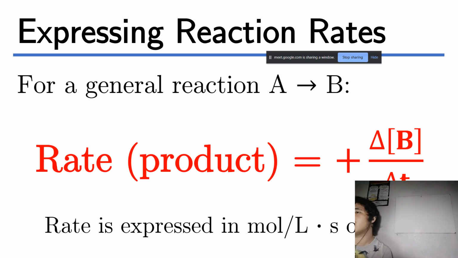Pero, sabi ko nga, rate naman can also be expressed in terms of product. Rate respect to product is delta concentration of B over delta T. Ito parating positive kasi, di ba, dumadami yung product kapag nagre-react. So, therefore, mas mataas parati yung ending concentration kaysa sa unang concentration niya. Same, expressed in mole per liter second. Okay? Sige.